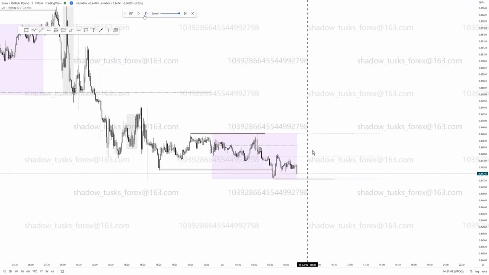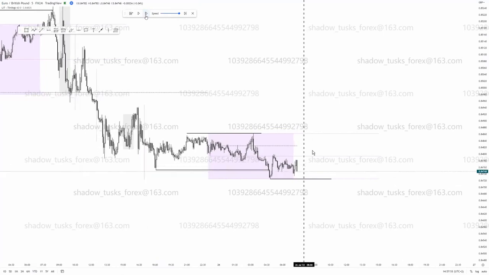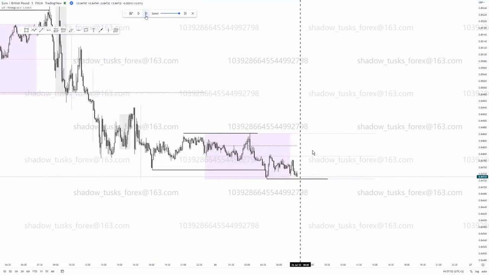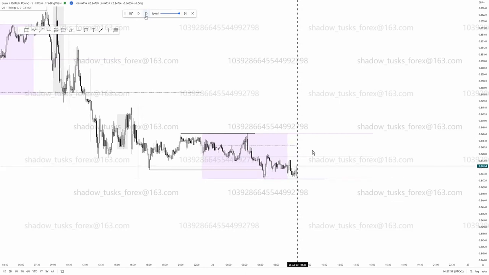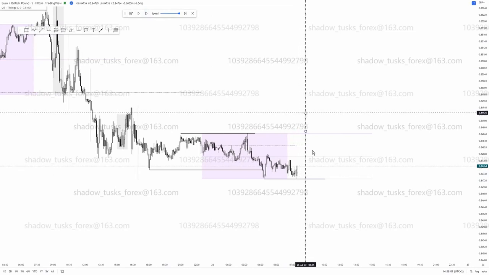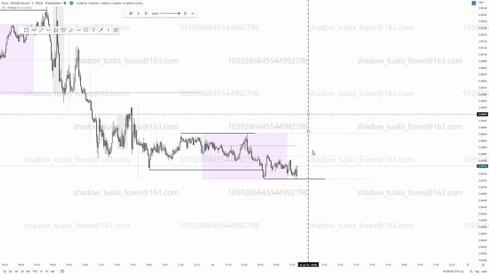All right, let's bring this down a little bit. All right. Okay, so nothing interesting yet. Okay, so now we've actually got something a little bit interesting. Let's move this to London so we know when London is.